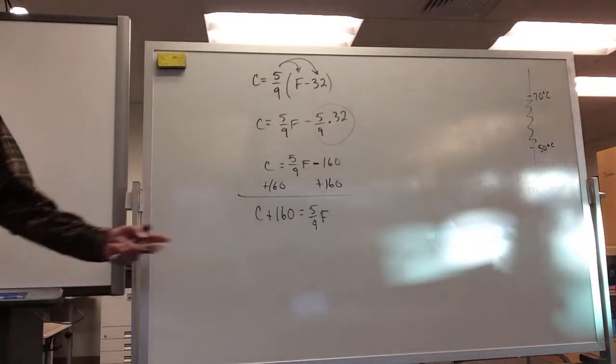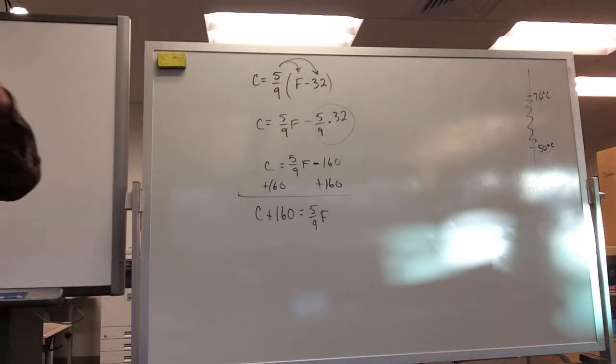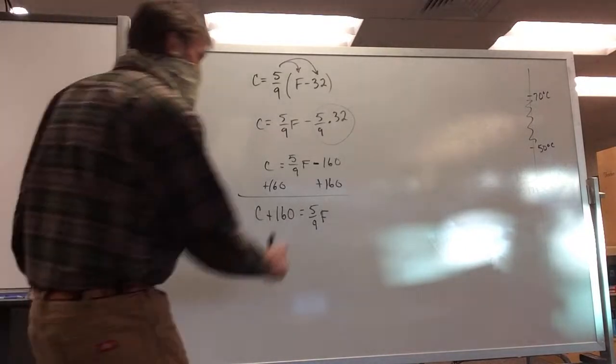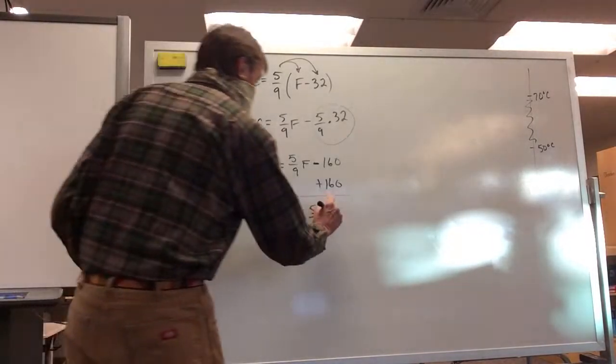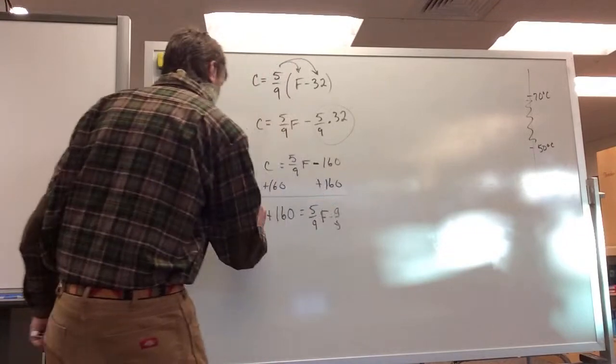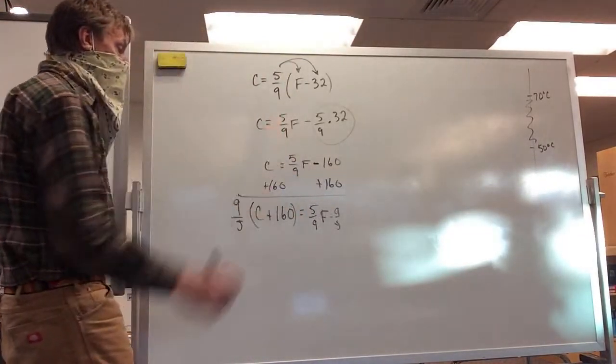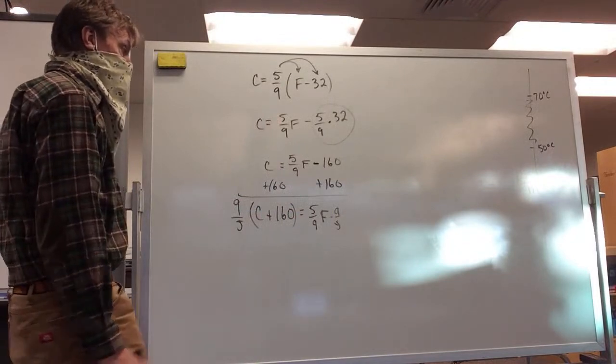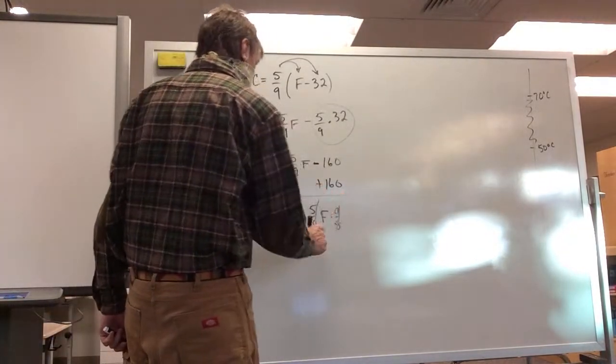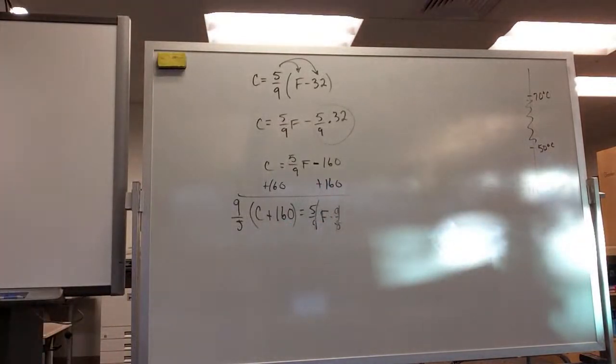You can't divide by a fraction. You have to multiply by the reciprocal. What's the reciprocal? 9/5. Okay, so this has to be in parentheses, you guys, because the 9/5 gets multiplied by everything. So now, that's what f is equal to.